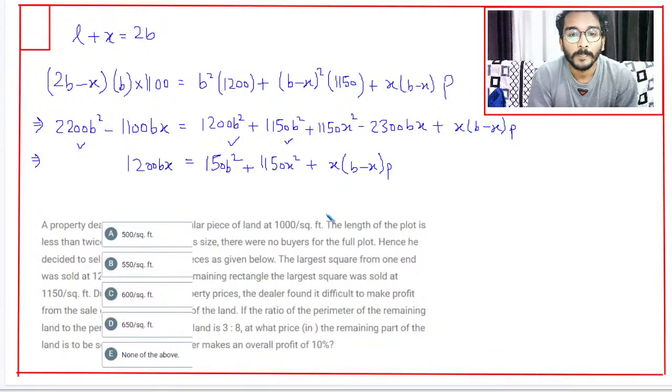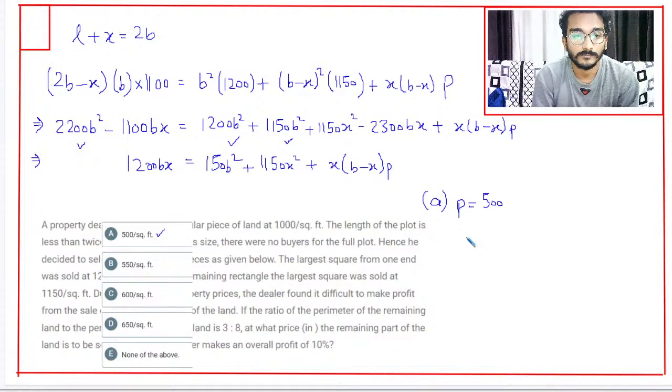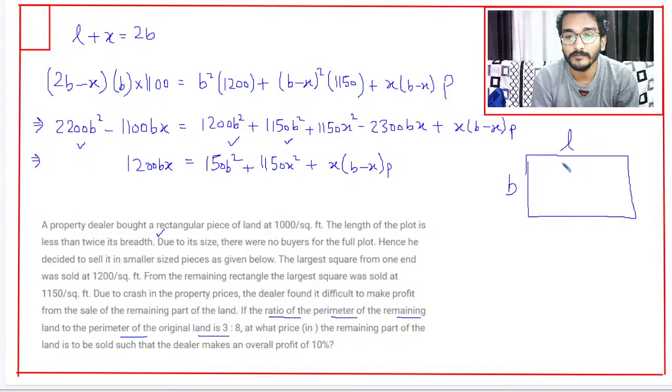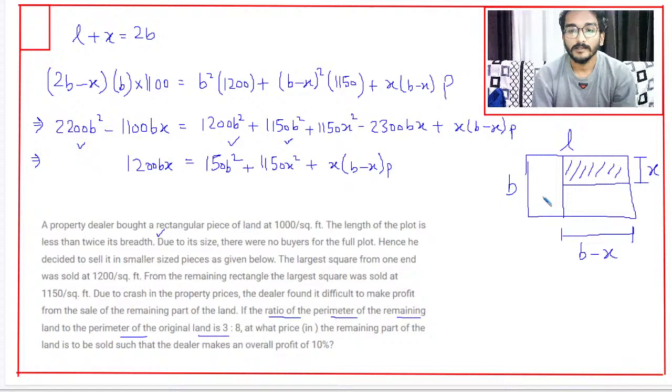So now either you can substitute the options to verify the result. Let's say you have plugged option number A, which is 500 square feet. So when I plug P equals 500, oh sorry, one more relation is given to us. I didn't plug that thing. The relation was the ratio of perimeter of the remaining perimeter, yes, this ratio we haven't used right now. Okay, so we have computed length and breadth, b minus x, and we were left with this equation. Yes, only then it is possible to solve it further, I guess.